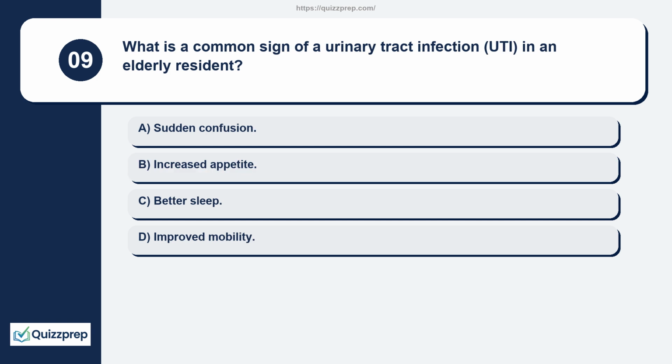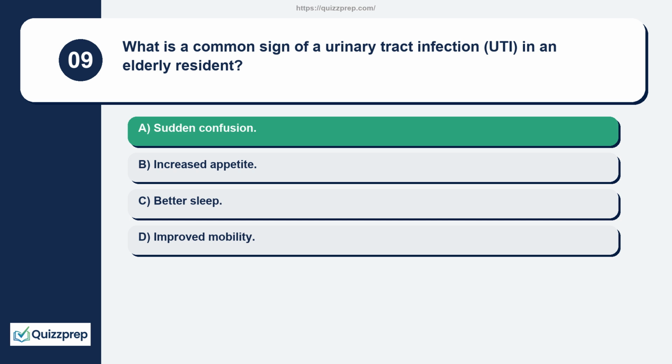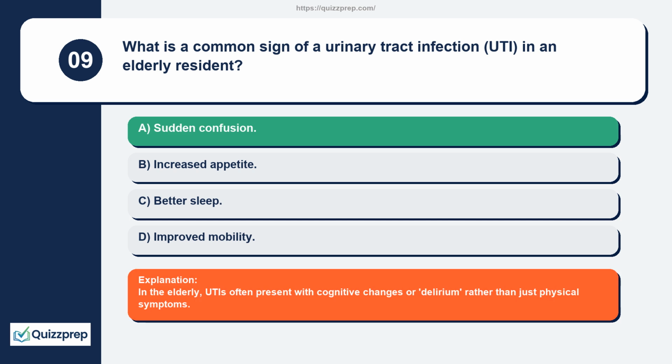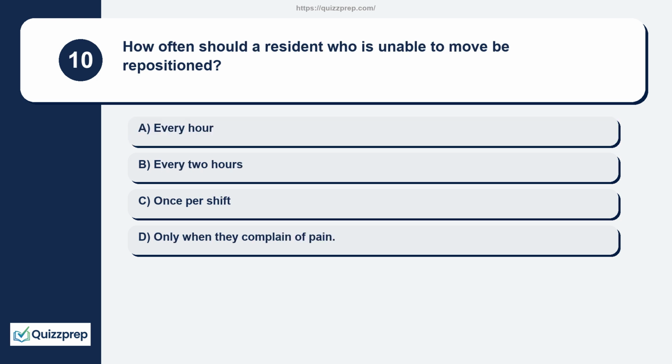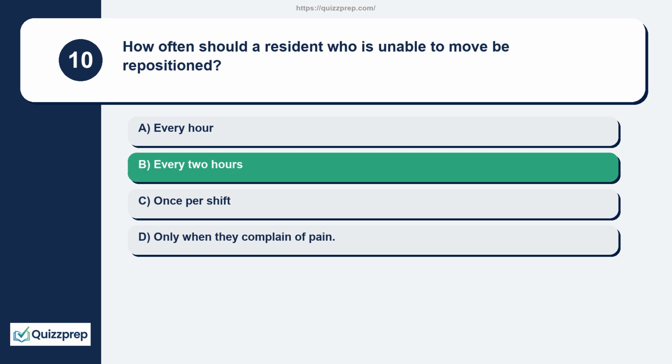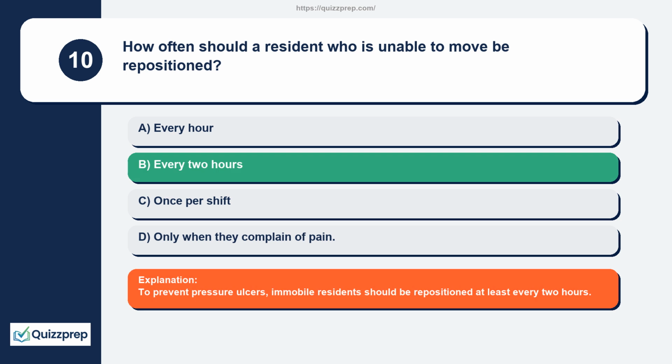Question 9. What is a common sign of a urinary tract infection, UTI, in an elderly resident? Sudden confusion, increased appetite, better sleep, improved mobility. In the elderly, UTIs often present with cognitive changes or delirium rather than just physical symptoms. Question 10. How often should a resident who is unable to move be repositioned? Every hour, every 2 hours, once per shift, only when they complain of pain. To prevent pressure ulcers, immobile residents should be repositioned at least every 2 hours.